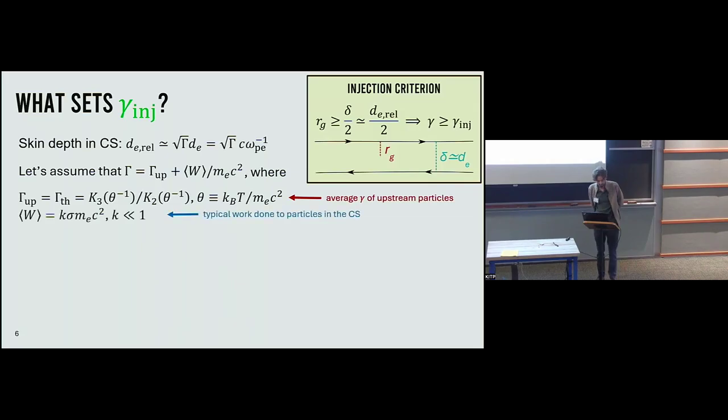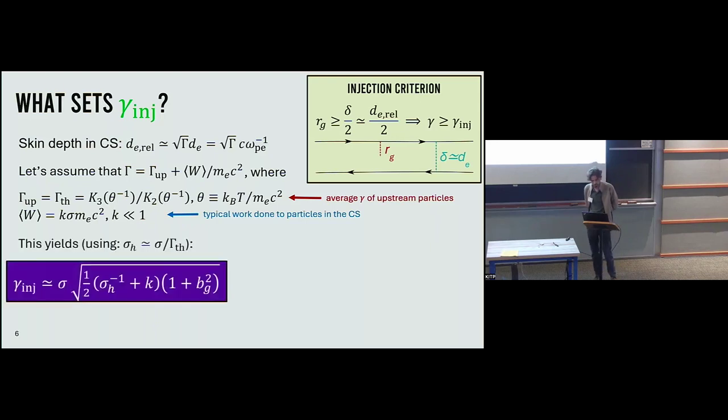And this W is the typical work done to particles in the current sheet, which scales linearly with sigma. From simple energetic arguments, one can constrain this prefactor to be no larger than 1/8, possibly much smaller than 1/8. Algebra from here yields an injection energy, which is a function of three dimensionless quantities.